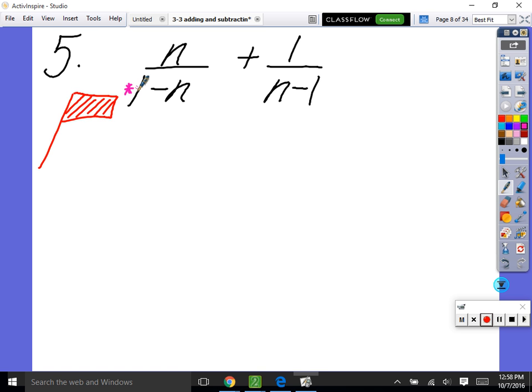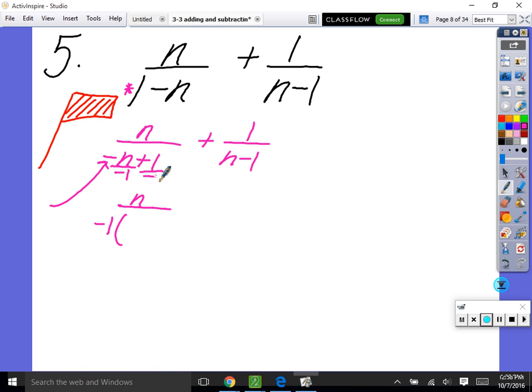So I'm going to show you my work. I'm going to actually rewrite this. We really have n over negative n plus 1, then we have plus 1 over n minus 1. Now, once again, remember, anytime we have a negative in front, we would actually factor out a negative, right? So I'm rewriting this, showing my work. I have an n on top, and I'm factoring out negative 1. So divide by negative 1, and left is n minus 1, correct? So that's what this piece became, and then we still have 1 over n minus 1.